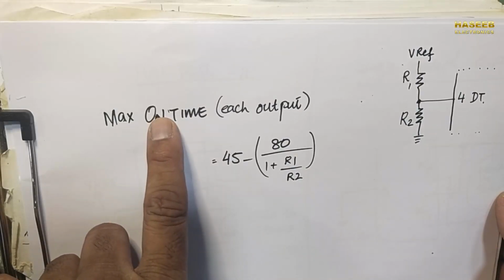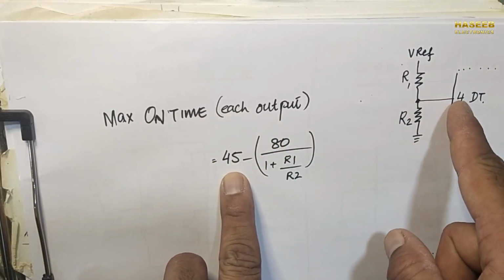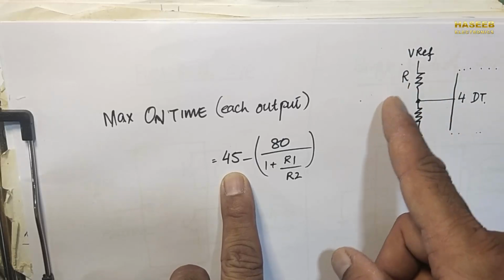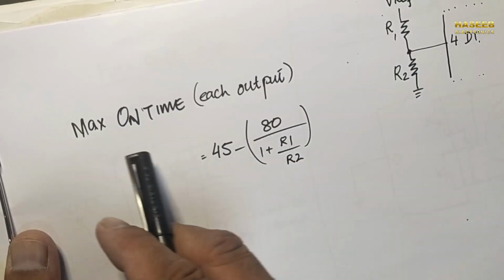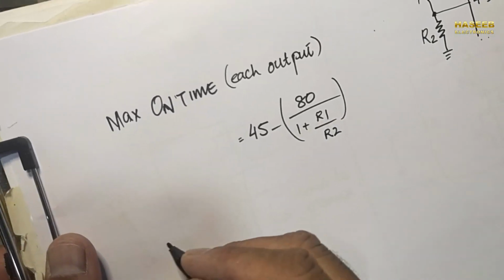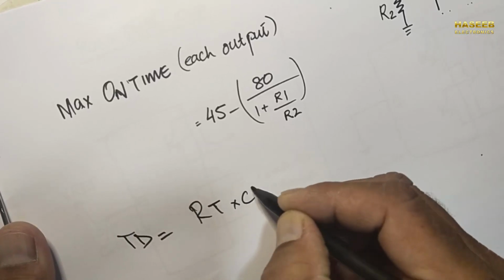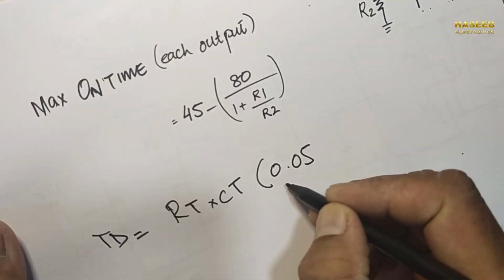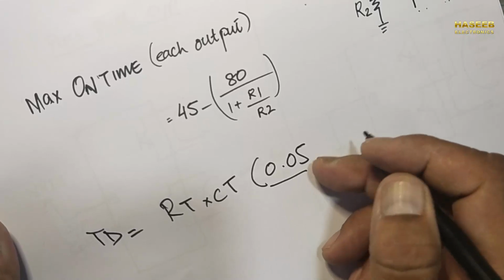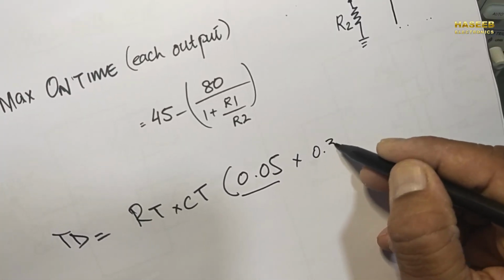Select the maximum on time of each output, that is dead time, at pin number 4, R1 and R2. Dead time for one channel, and we can calculate the maximum dead time, or we can calculate dead time TD, RT, CT. This is dead time. How much do we need? 5%, multiplied by 0.35 R2.